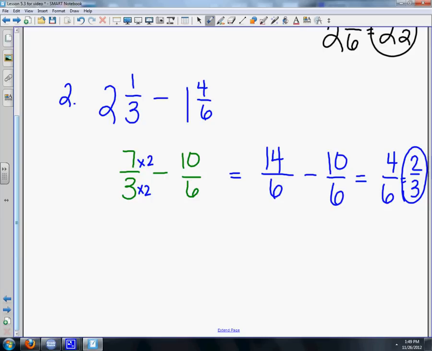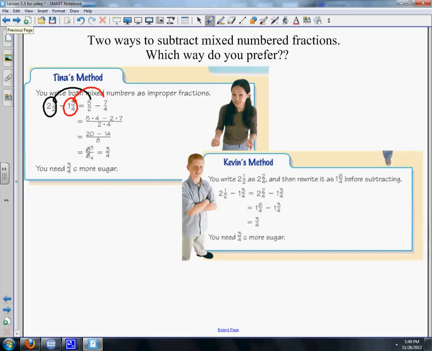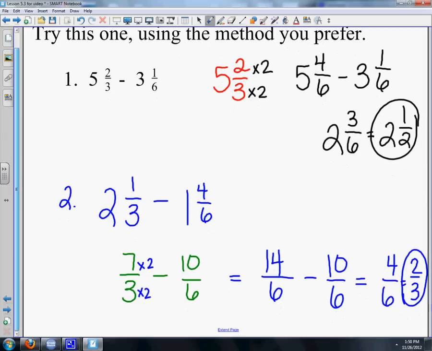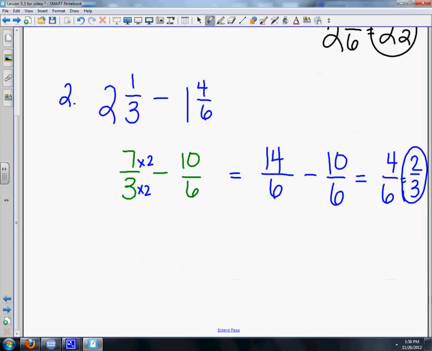Now the other way is, what's his name? Kevin's method is he borrows from the 2. So here's what he does. He says, okay, 2 1/3, if I multiply this by 2 and this by 2, it would be 2 2/6 minus 1 4/6. Well, I can't do 2/6 minus 4/6 because that's a negative number.